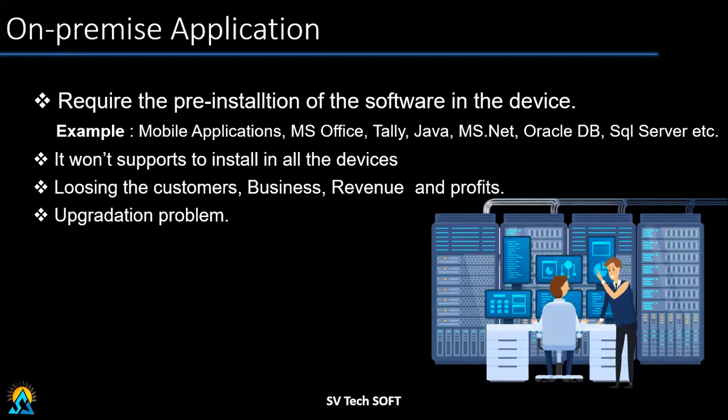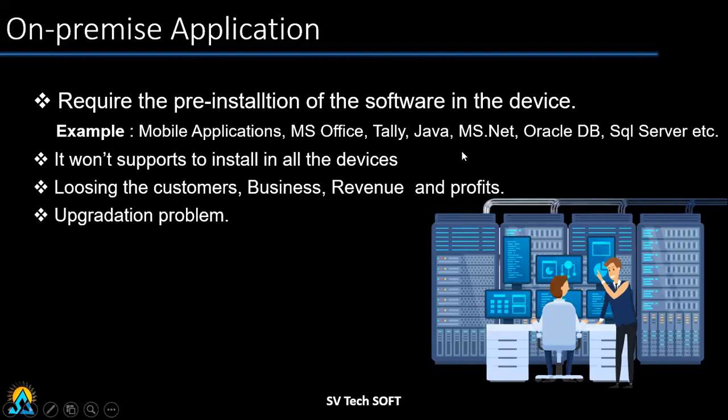For example, any mobile applications like Android, iOS, or any MS Office, Tally, Java, Microsoft .NET, Oracle database, SQL Server, etc. If you take any software, what happens? Those required software have to be installed in the particular system. Whenever you install the software in the machine, the machine requires some specification of space, memory, as well as RAM and everything. Correct or not? If the device is not compatible, then the software will not get installed.